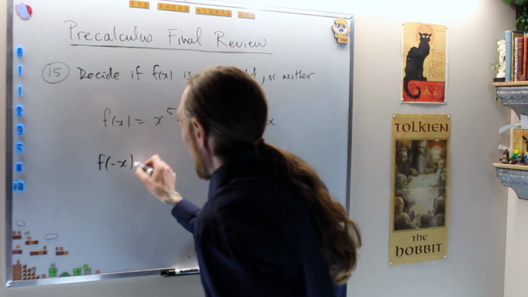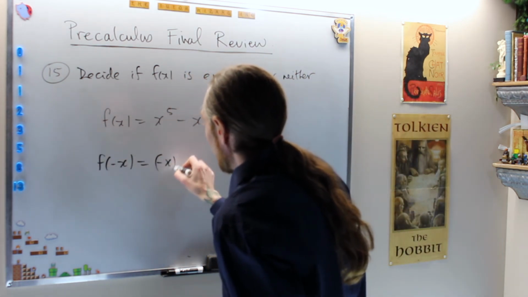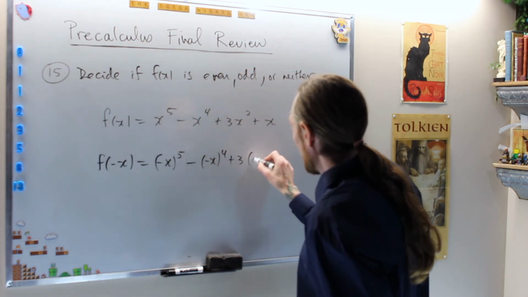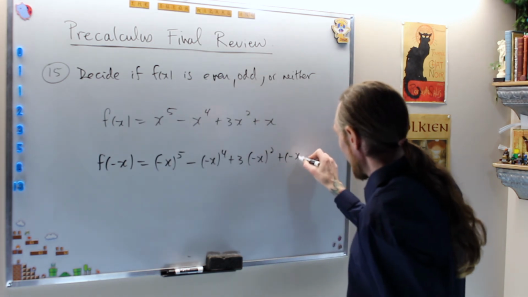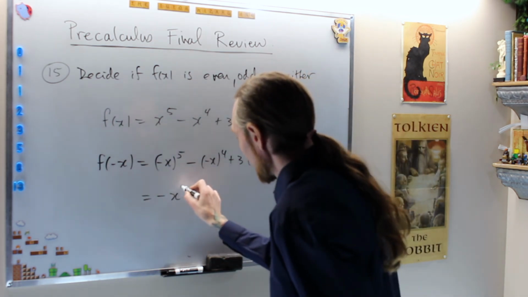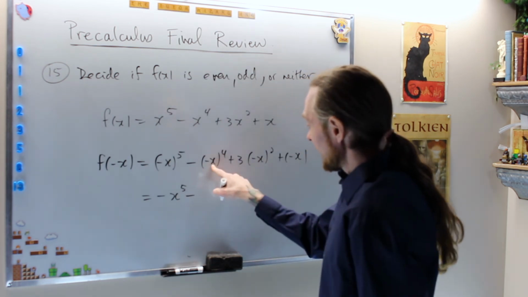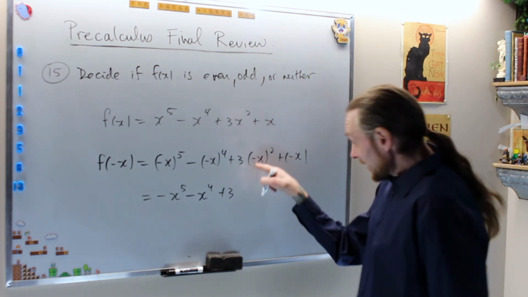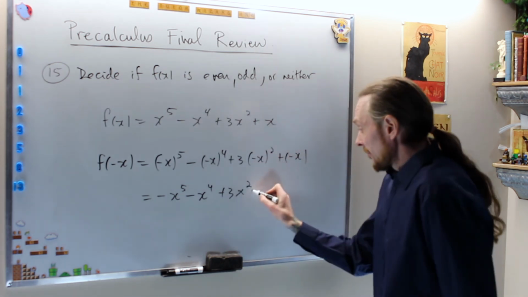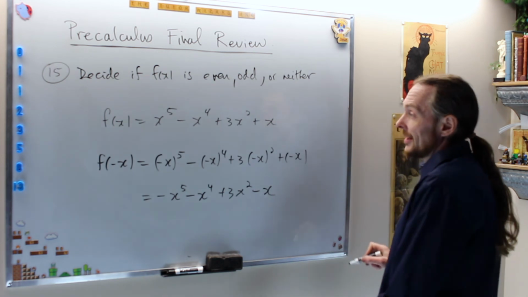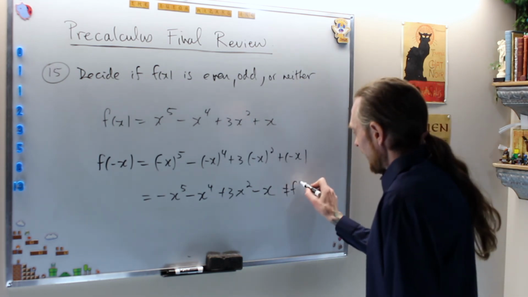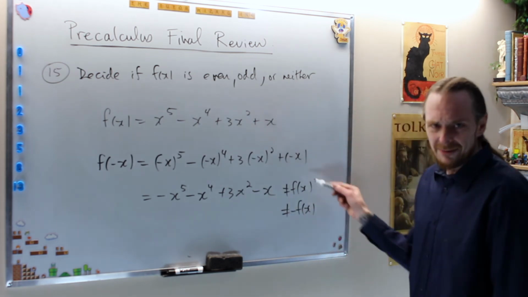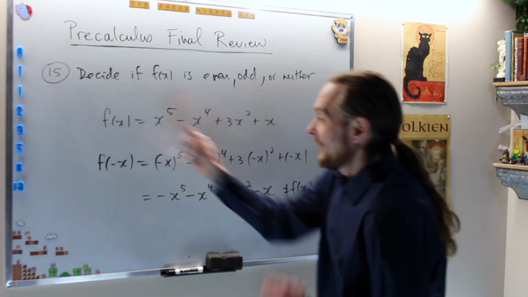F of negative x is negative x to the 5 minus negative x to the 4 plus 3 times negative x squared plus negative x. In the first one it spits it out, so I get negative x to the 5 minus, this one will eat that negative x to the 4 plus 3. This x squared will eat the negative x squared, and then minus x. I look at this. This is not f of x, and it's not negative f of x either, and it's hard for you to see this at first, but this is f of x.